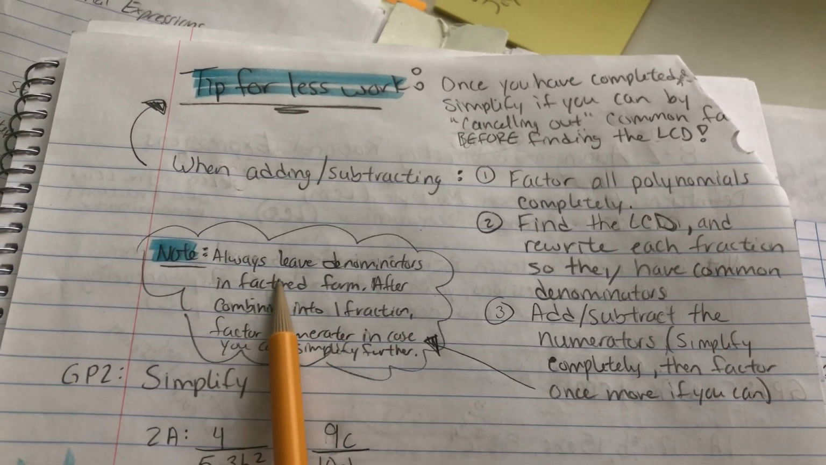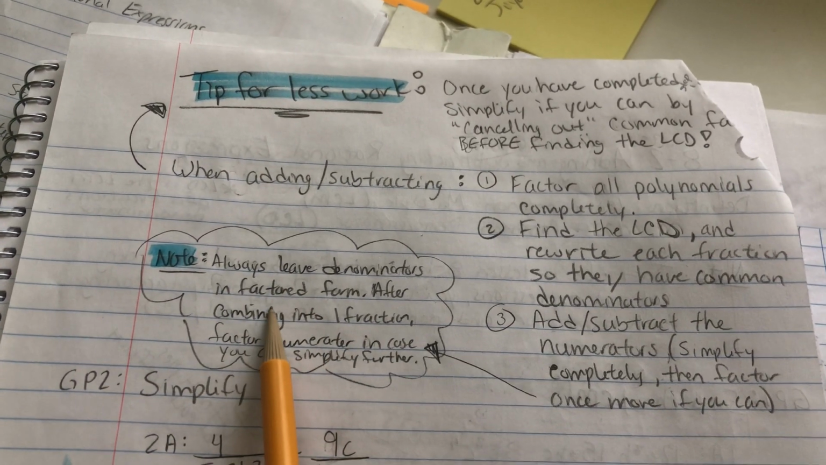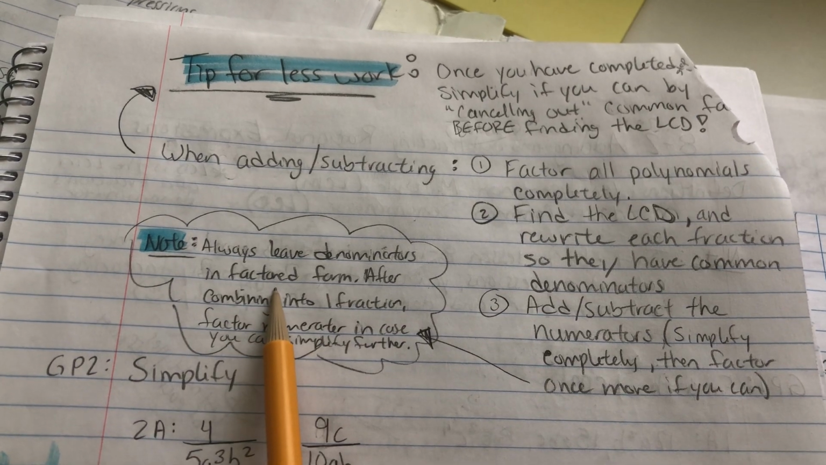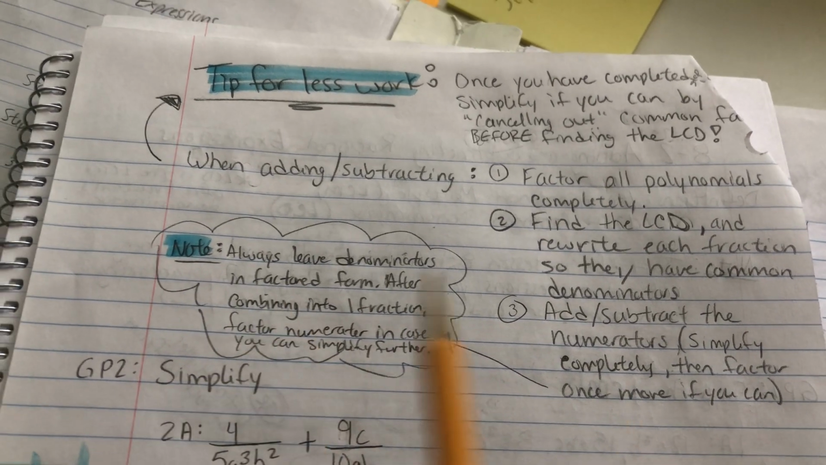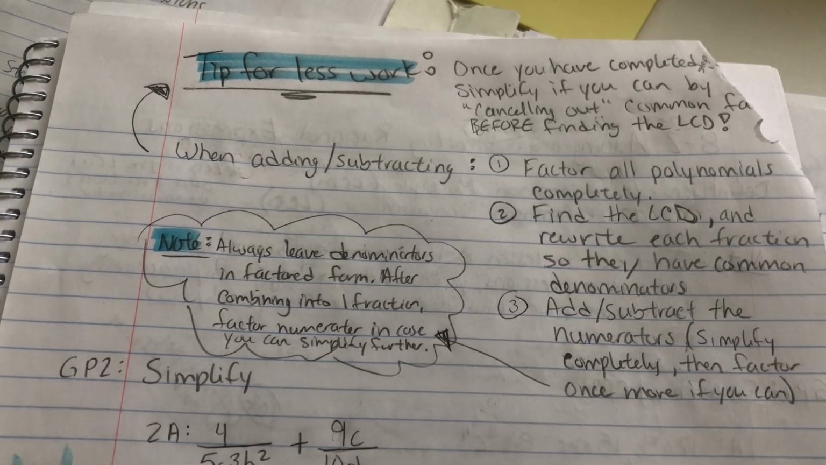But in this, no, always leave denominators in factored form. Do not spend time foiling or distributing denominators. Leave them factored completely. It's only the numerators that you need to check.